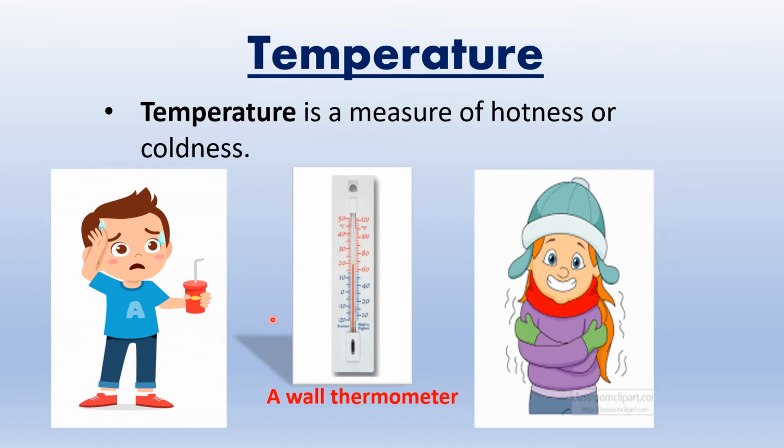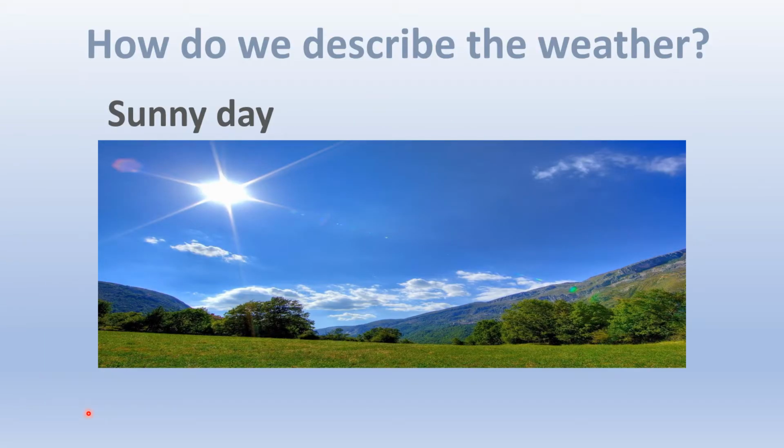Now, what are the clues that can tell us about the weather? They are clouds, winds, and temperature. Then we can describe the types of weather.